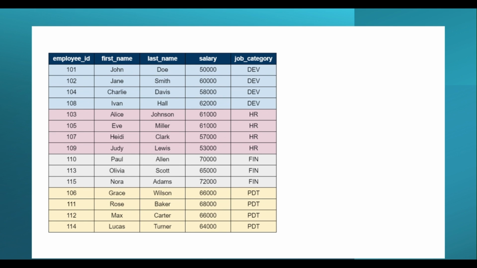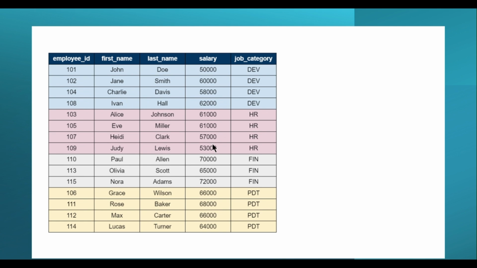Since we have to display the details of the employees having the third highest salary for each job category, let's take a look at the salaries of the employees. For the development category, the highest salary is of employee ID 108 having salary 62,000. The second highest salary is of employee ID 102 and it is 60,000. The third highest salary is of employee 104 named Charlie having the salary 58,000. So this is the record that we would like to display in our output, with the employee ID 104, the employee name Charlie and the salary 58,000.